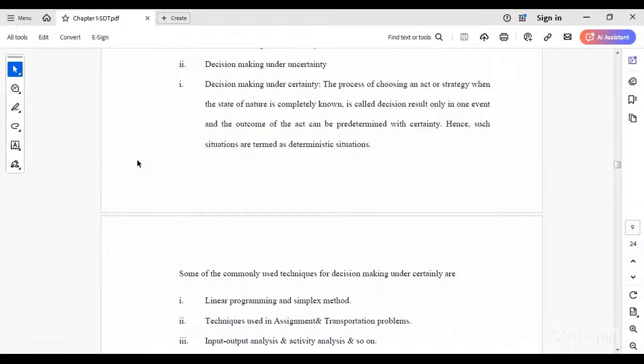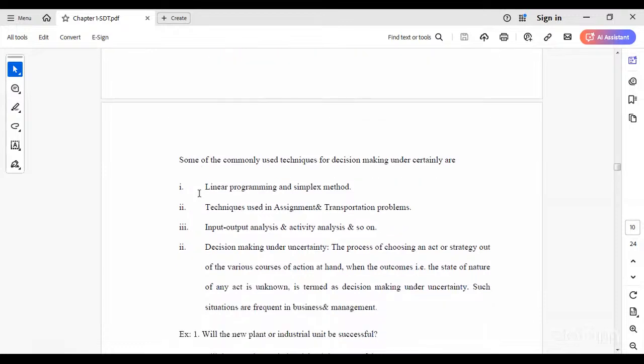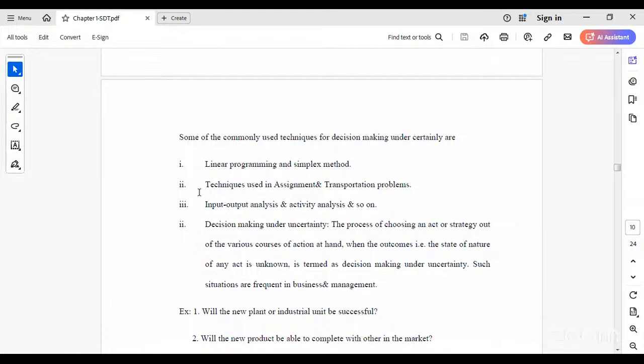Decision making under certainty is the process of choosing an act or strategy when the state of nature is completely known; the decision results in only one event, and the outcome of the act can be predetermined with certainty. Hence, such situations are termed deterministic situations. Some commonly used techniques for decision making under certainty are linear programming and the simplex method, techniques used in assignment and transportation problems, input-output analysis, activity analysis and so on.